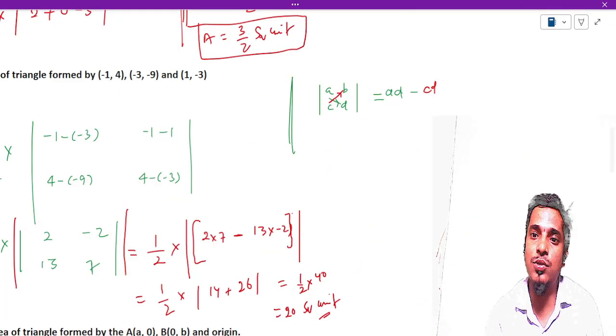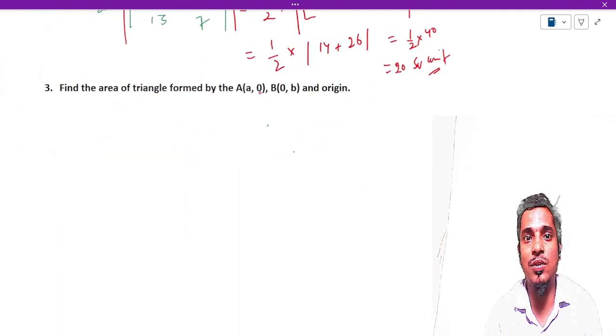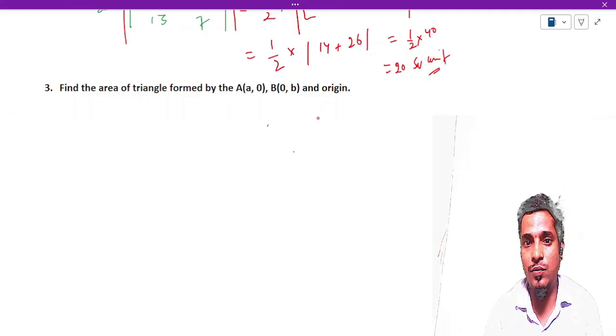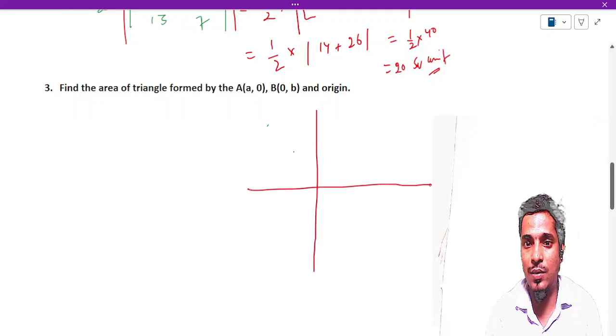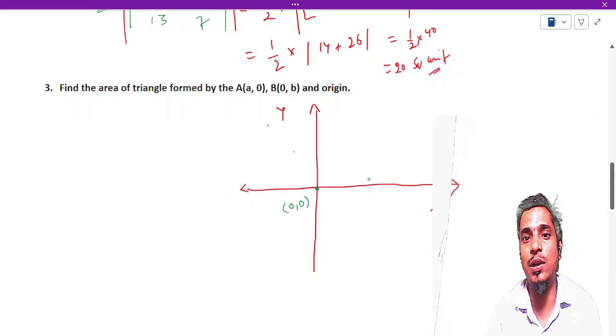So now let's try to solve the next question. Find the area of the triangle formed by 2 points and the origin. Here we can derive a general result. Suppose we have points A and B on the x and y axes. The origin, we already know, is 0 comma 0, and we have a point A here which is a comma 0, and a point B here which is 0 comma b.